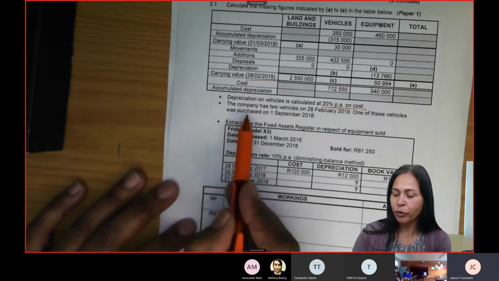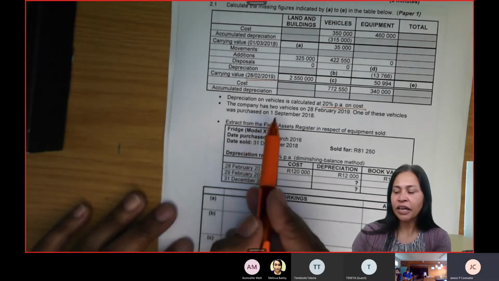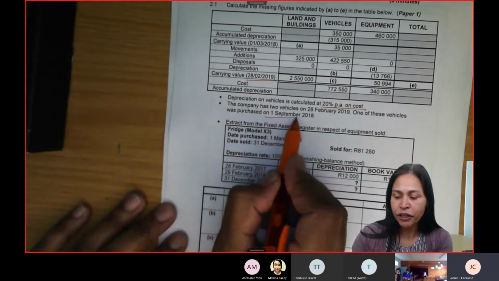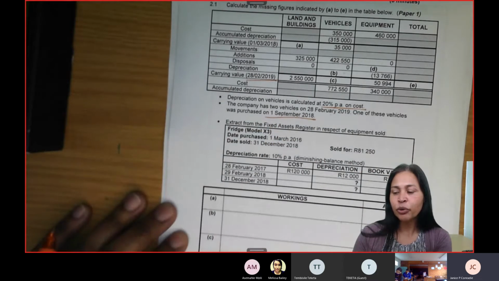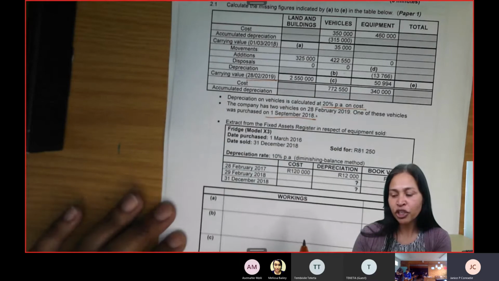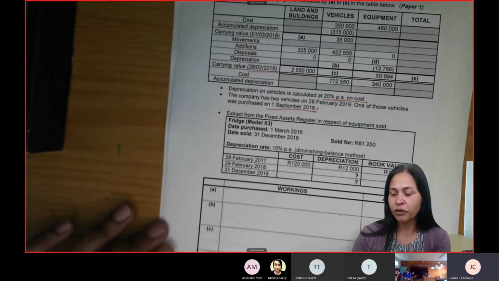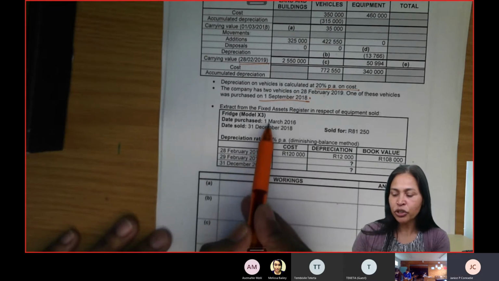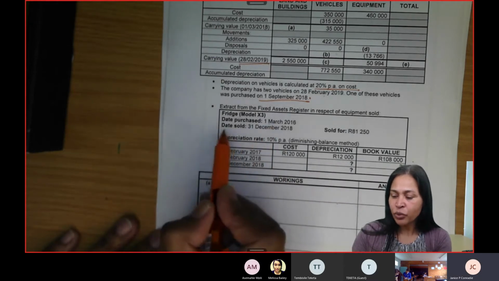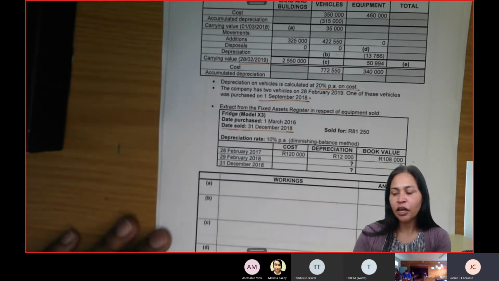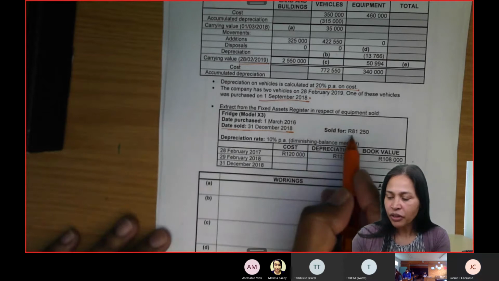So that you need to take into account. Then we have to look at the following. The company has 2 vehicles as at the end of the current financial year. But one of those vehicles was purchased on the 1st of September. So that would be your new vehicle. And that date is important because you need to calculate your depreciation or your pro rata depreciation on that specific one. An extract from the fixed asset register is given for the equipment sold. The date of purchase was on the 1st of March 2016. This is what is important, the date of sale. So you've sold it on the 31st of December 2018. For how much was it sold?